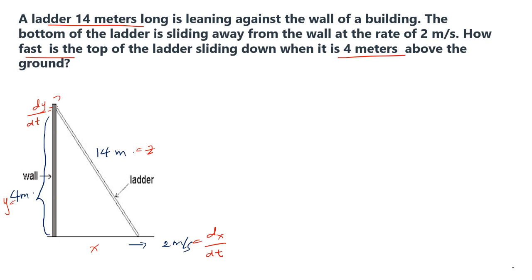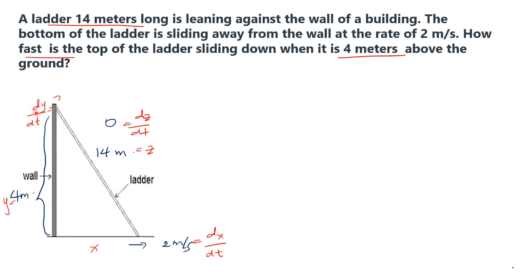Now what is the derivative of the length of the ladder? For this case, dz/dt is equal to 0, because even if the ladder is sliding down, the length of the ladder will not change with respect to time. Therefore, the derivative of a constant is 0.